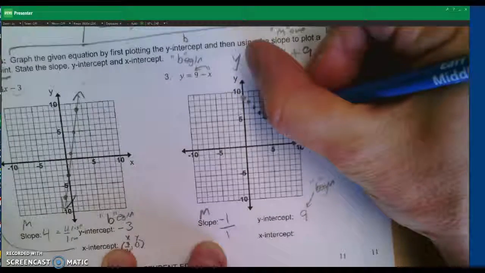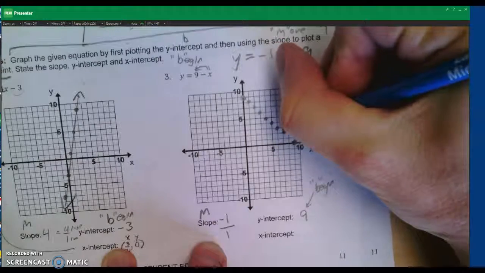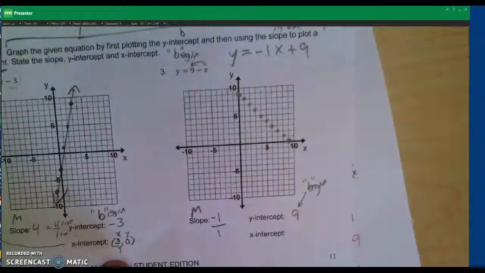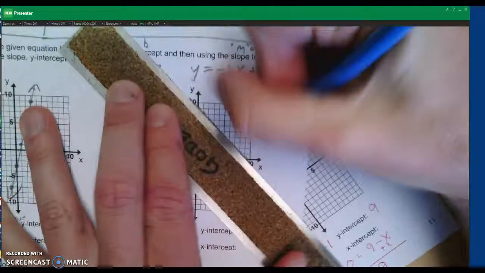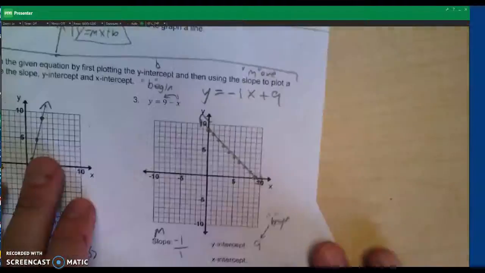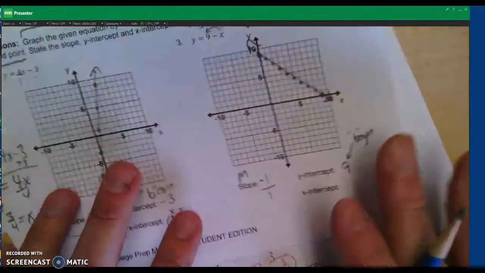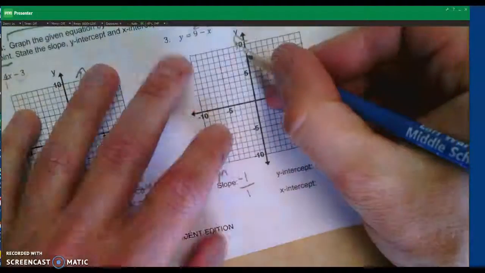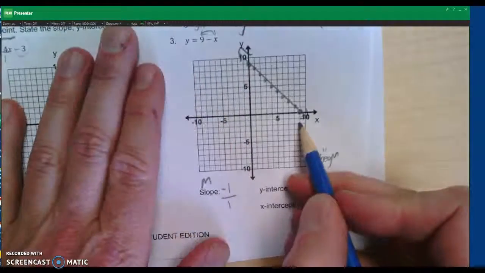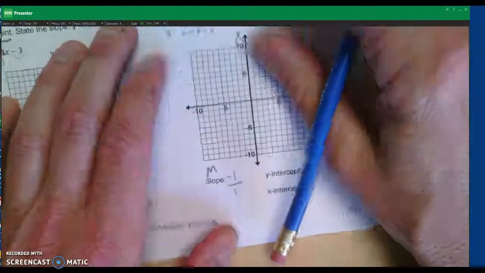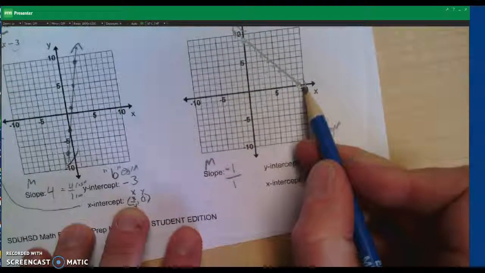Let's see if the pattern continues. The suspense is killing me. Oh my goodness, it hit the x-axis at the same value, 9. So now, folks, you have all the information you need to answer this question. The x-intercept is the same as the y-intercept. It's out here at 9. What if I didn't recognize that and I wanted to calculate it?